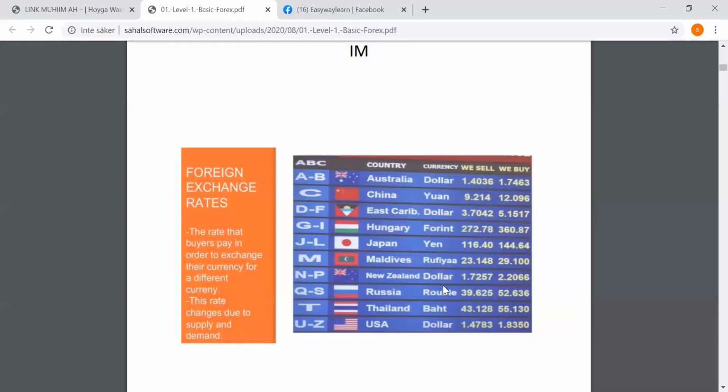So the rate that buyers pay in order to exchange their currency, because when you are coming to a new country, you are coming from another country which has its own currency. For example, I live in Sweden. If I wanted to travel to Kenya, whenever I go to Kenya, I must exchange my Swedish krona to Kenyan shilling. So between it's called the exchange.